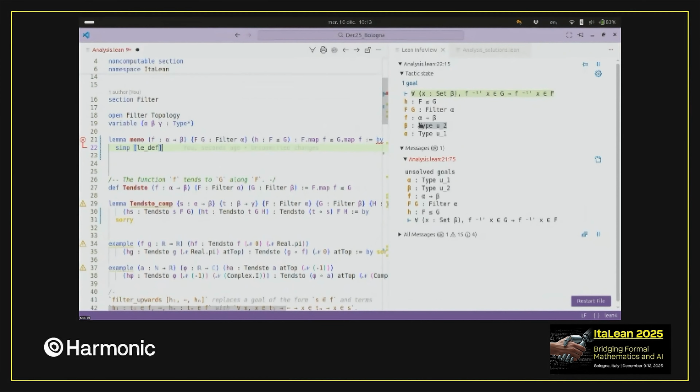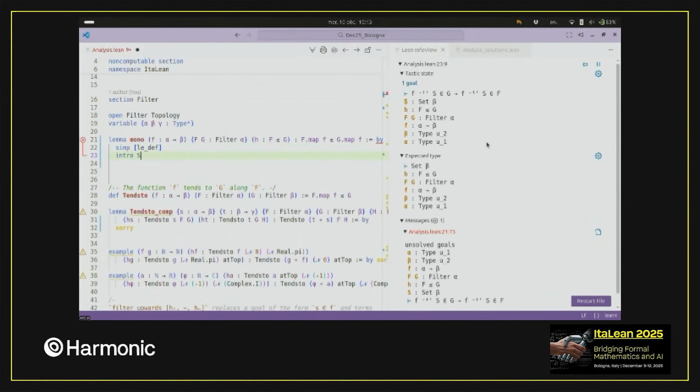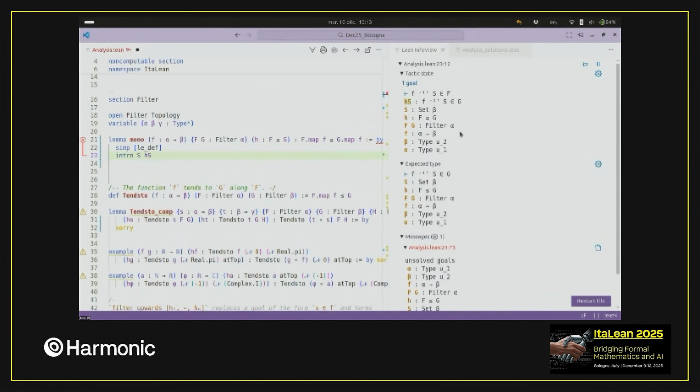Okay, so as usual, if you have a for all statement, you can start with an intro S. So S is my set. And now I have an assumption, which is that f minus 1 of S belongs to g. Let's introduce also this assumption, hS. Okay, and now I need to prove that something belongs to f.